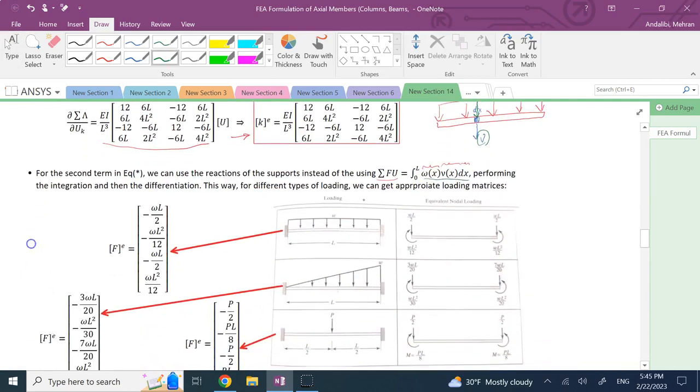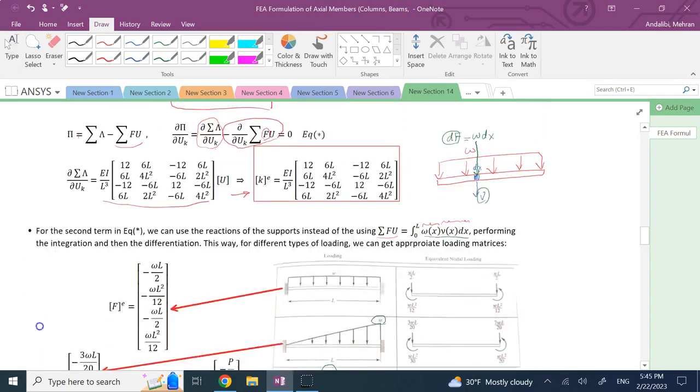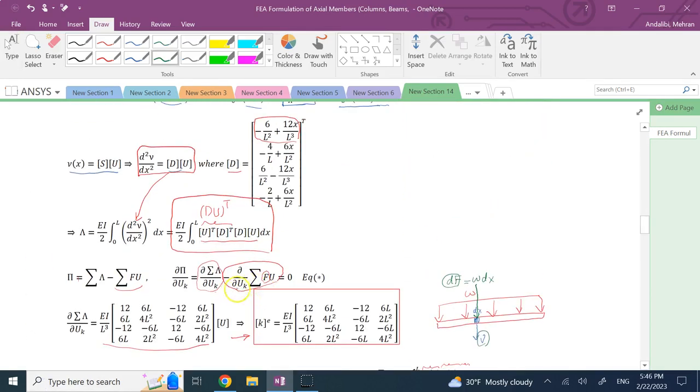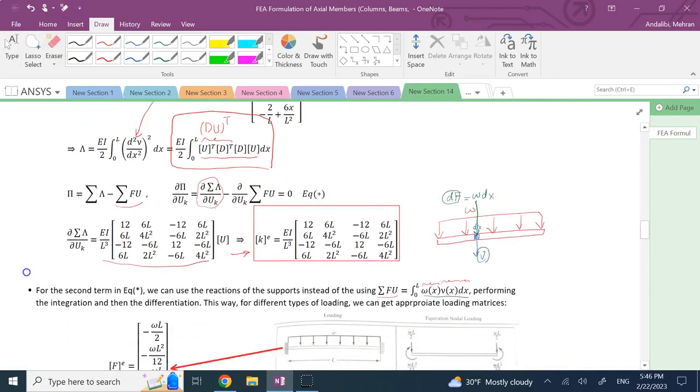Sometimes omega is really constant. Sometimes omega is linearly increasing. Sometimes there is no omega, there is only a concentrated force or something. Under each one of them, you find the integrals. You find the whole work. Take the derivative of that with respect to what? These basically individual u's, and then find the nodal loading.